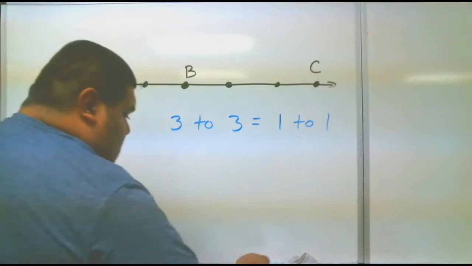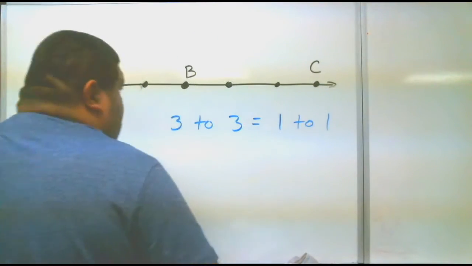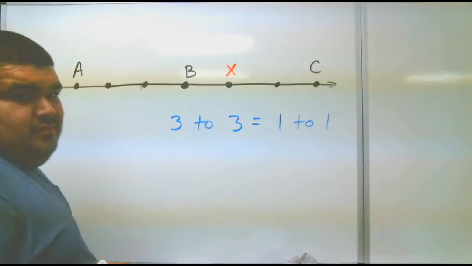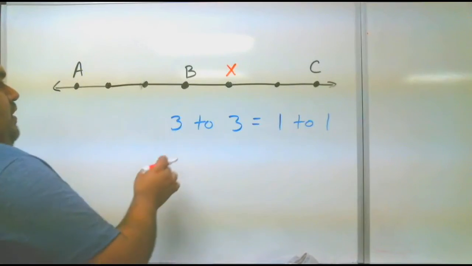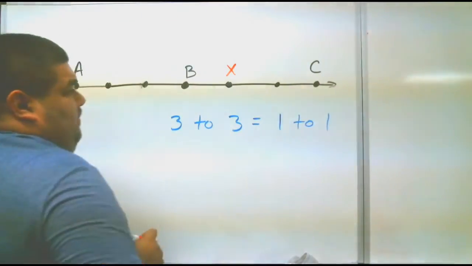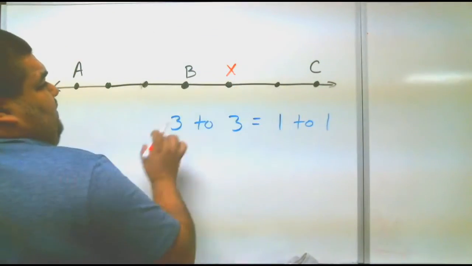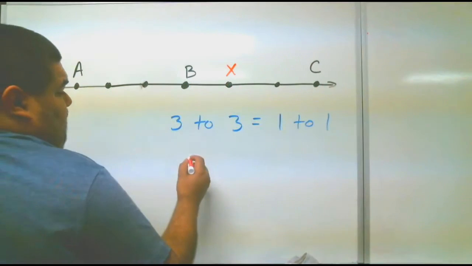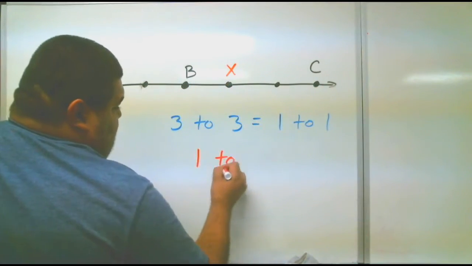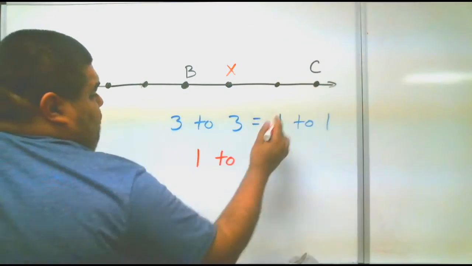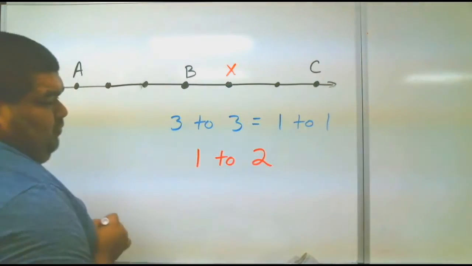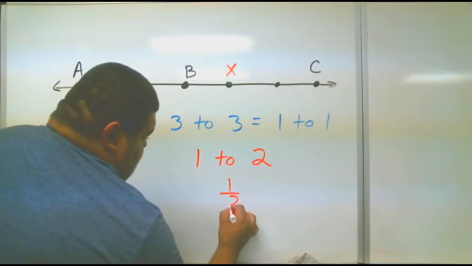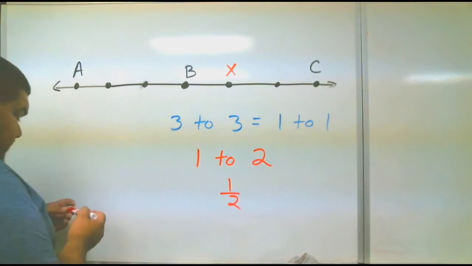But wait, what if I have X in here? We're only going to focus on B to C this time. I want to know the ratio where X is on B to C. So we have 1, 2, 1, 2. So 1 to 2, or 1 to 2, which is 1/2.